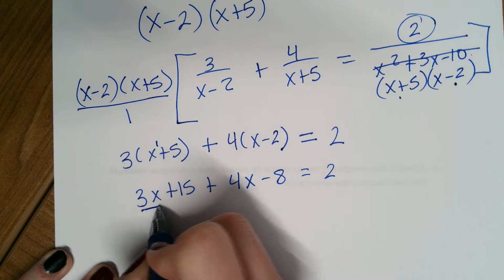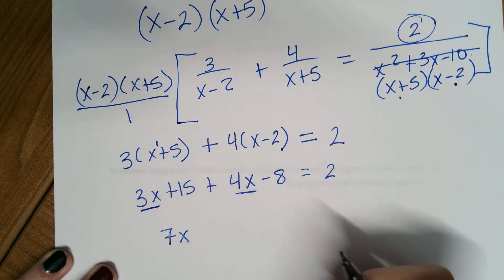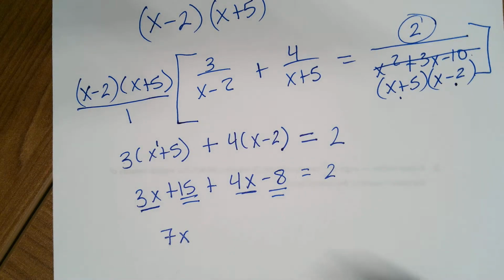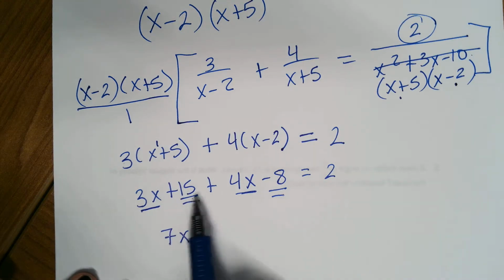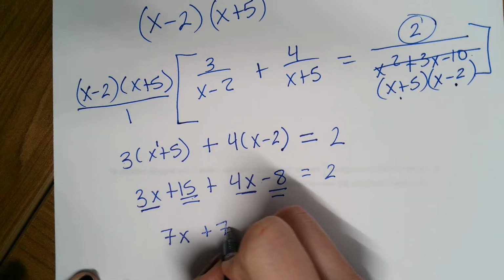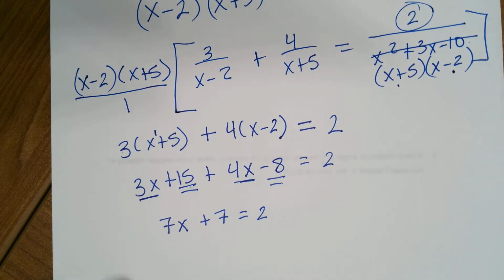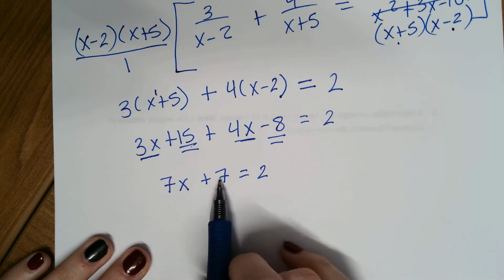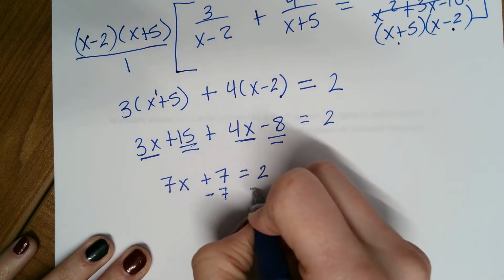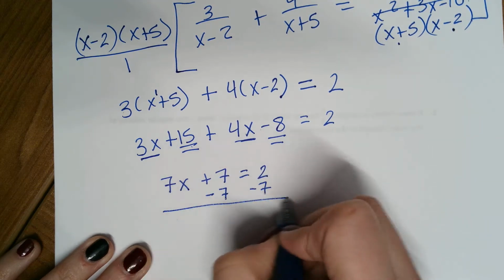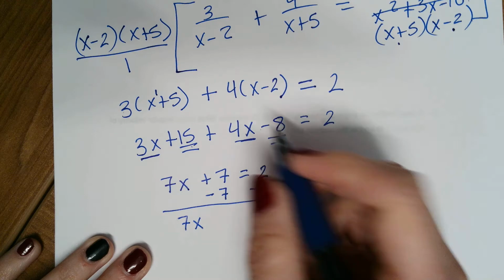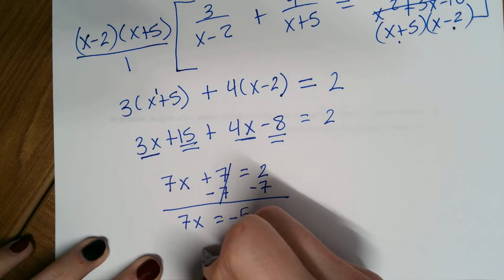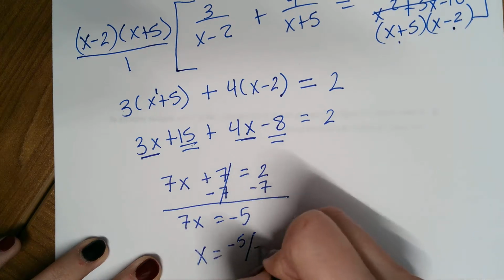Combining my like terms, I have 3x plus 4x gives me 7x, and 15 minus 8, the sign in front of a number goes with that number or that variable. So 15 minus 8 is positive 7. And now this is looking a little bit more like a standard linear equation. I'm still trying to get all the x's on one side, plain numbers on the other, so I'm going to subtract 7 from both sides. It's being added, so I'll subtract it, bring down my 7x. 7 minus 7 cancels, 2 minus 7 is negative 5, and divide by 7, so I end up with x equals negative 5 over 7.